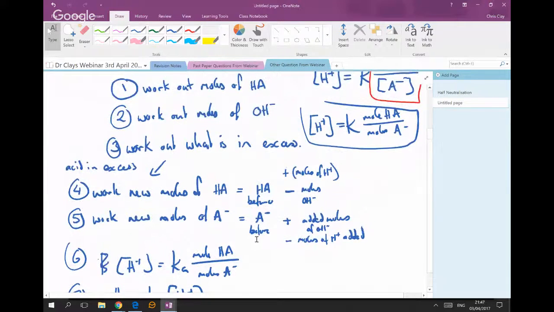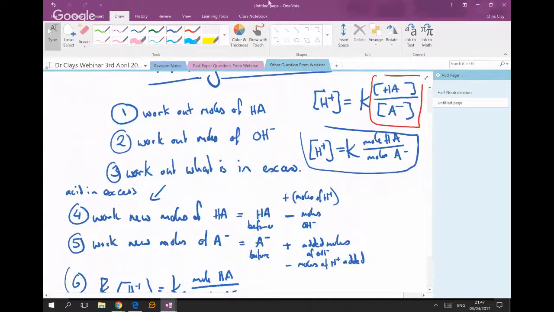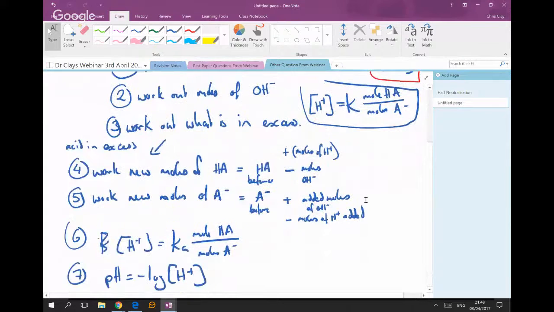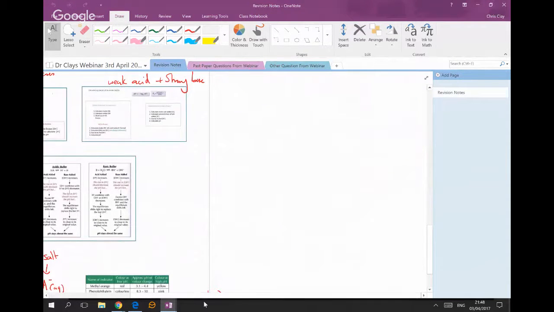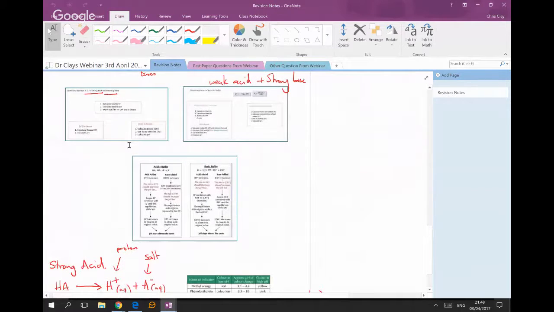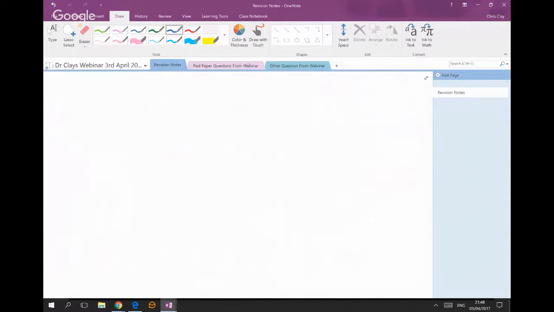I'd encourage you, if you're not sure about this, to check out the buffer video in the section on the A-level chemistry resources in my YouTube content. It's a classic question, and what we're covering here is essentially what we were looking at on this page of our revision notes, when we're adding to and making an acidic buffer in this instance. It's where we're adding a weak acid to a strong base, but we can also add a bit more acid. Okay, I hope that helps.